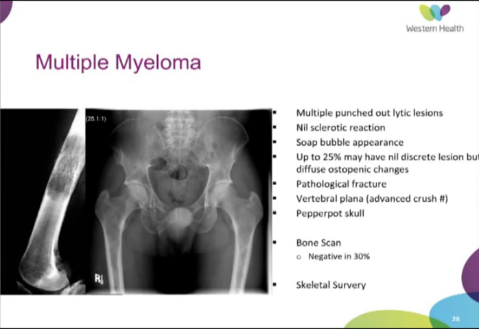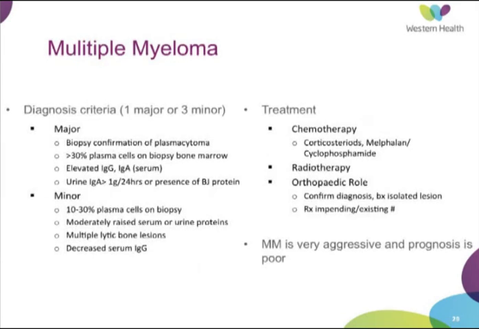The bone scan is usually hot, but classically, and we know that it can be cold in up to 30% of patients. If the bone scan is negative and you're thinking of multiple myeloma as the diagnosis, you don't have any real idea of where to image, so a skeletal survey is indicated if you have a cold bone scan and you're still thinking of multiple myeloma.